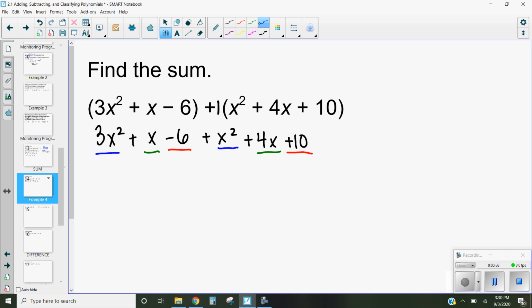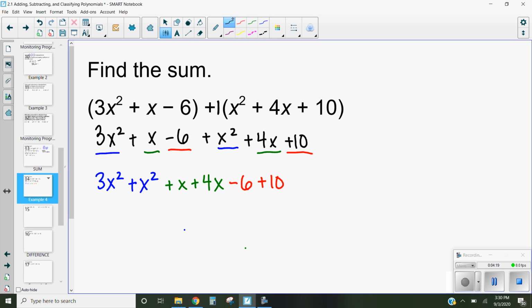So we have all of those terms to combine. I'm going to put the blue ones first because they have a degree 2, so I end up getting 3x squared plus x squared plus x plus 4x, and then minus 6 plus 10. Now notice how these are those different colors.